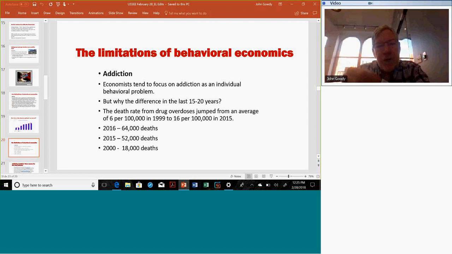In the last 20 years or so, there have been a thousand institutional factors going on.